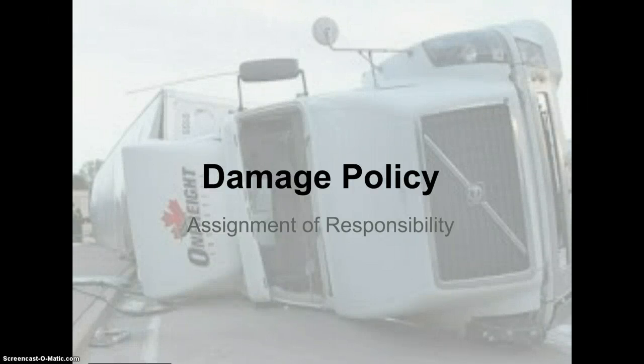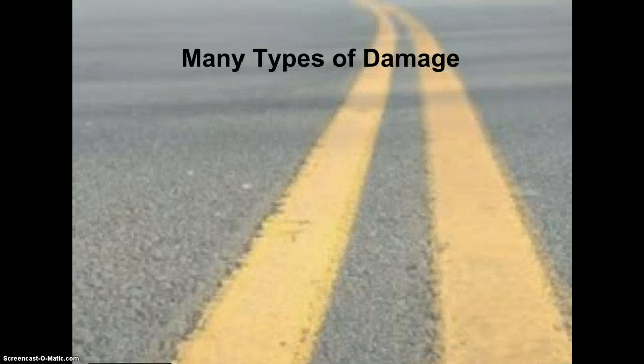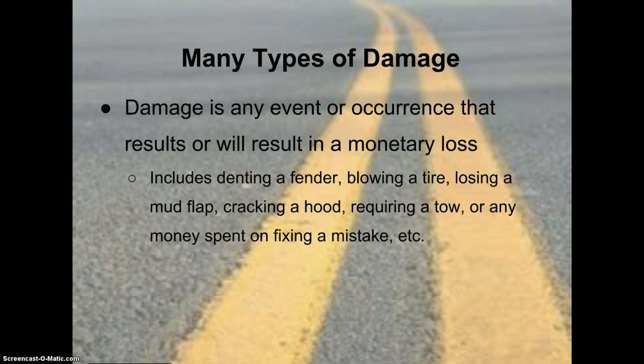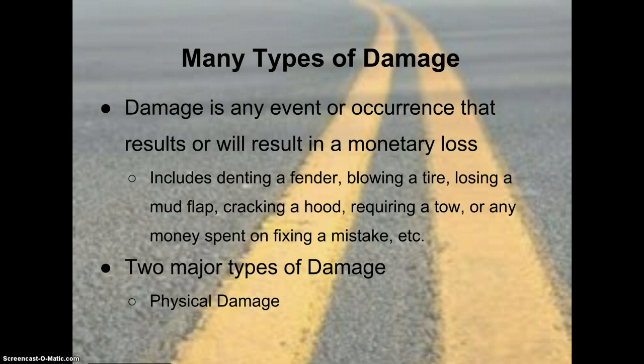Alright, this training is on the damage policy and how we assign responsibility for damage. There are many different types of damage. Basically, damage is any event or anything that causes us to pay money. This can include denting a fender, blowing a tire, losing a mud flap, or like I said, anything that we need to spend money on to fix a mistake. This boils down to two major types of damage: physical damage and financial damage, and you need to be aware of both types.